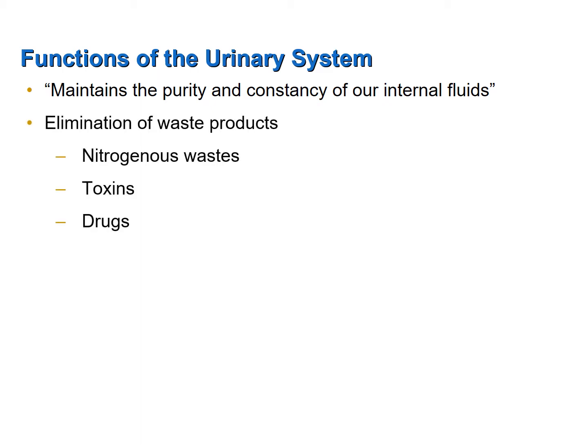The cells of our body are constantly producing waste products, such as nitrogenous wastes: urea, uric acid, ammonia. And if these substances build up to high enough levels, they will actually kill the cells and tissues and organs of the body. Also, as a byproduct of metabolism, our body cells produce different toxins.